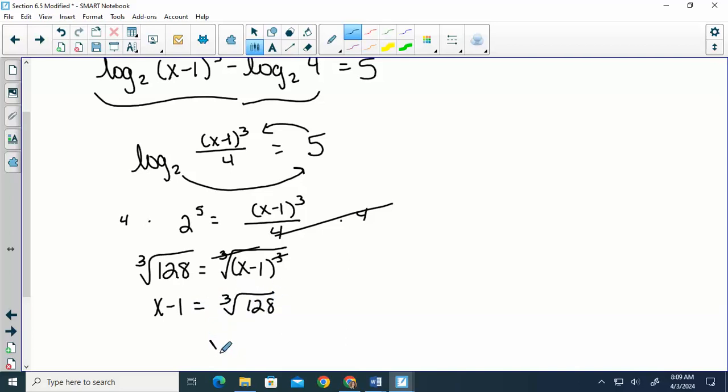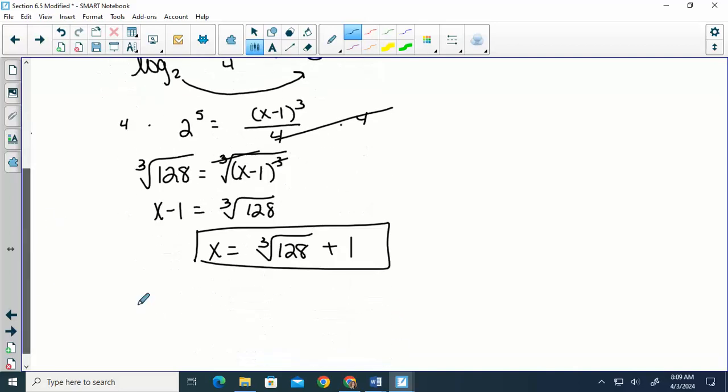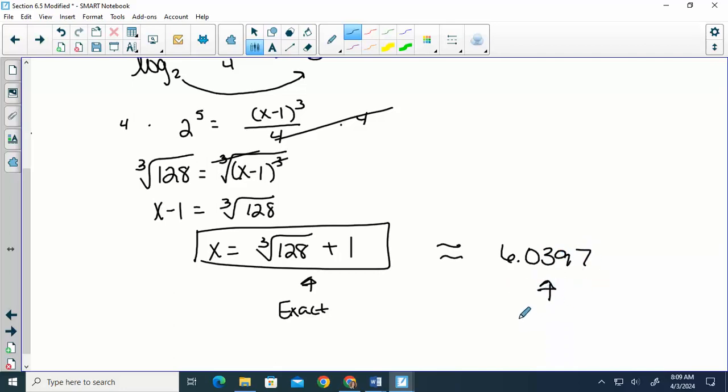Alright, so this is your exact answer. You know, on MyMathLab last night, sometimes it said exact answer. We could also give an approximation if we put it in the calculator. So the cube root of 128 plus 1 is about 6.0397. So if I ask for the approximation, that's your estimate.